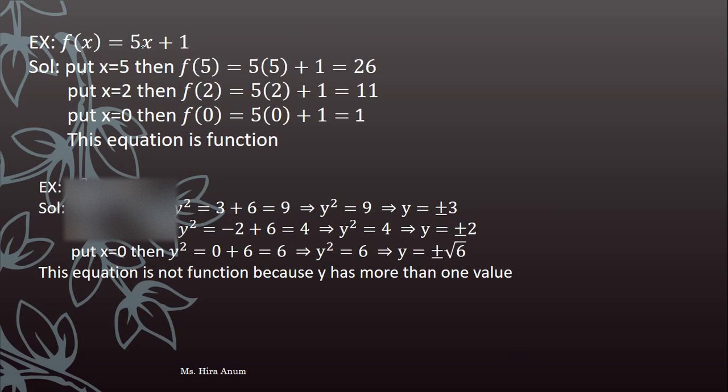f(x) = 5x + 1. You can put 5, it gives 26. When we put 2, it gives 11. When we put x equals 0, it gives 1.